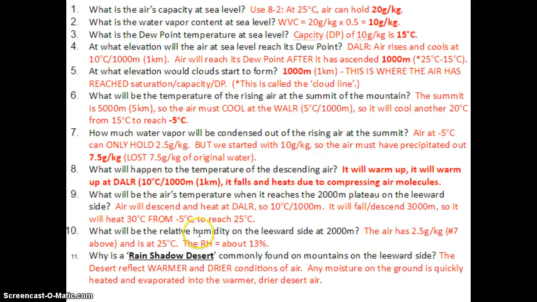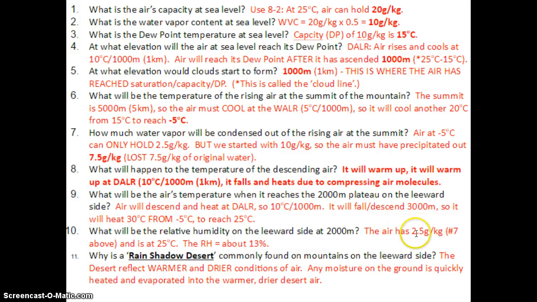So what's going to be the relative humidity on the leeward side at 2,000 meters? Well, the air has 2.5 grams per kilogram. We calculated that because it lost 7.5 grams per kilogram of its original 10 grams that it had originally at sea level. So it only has 2.5 left.